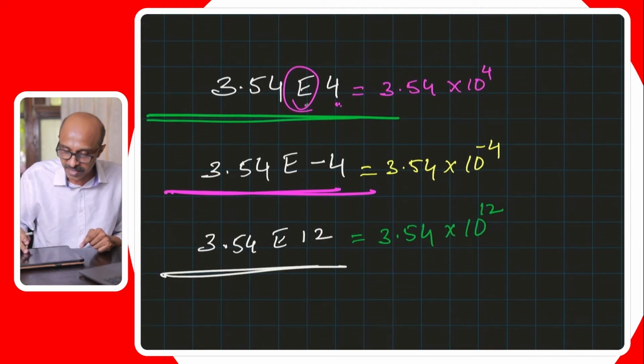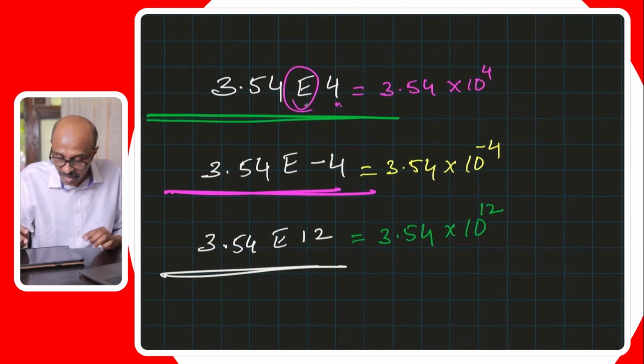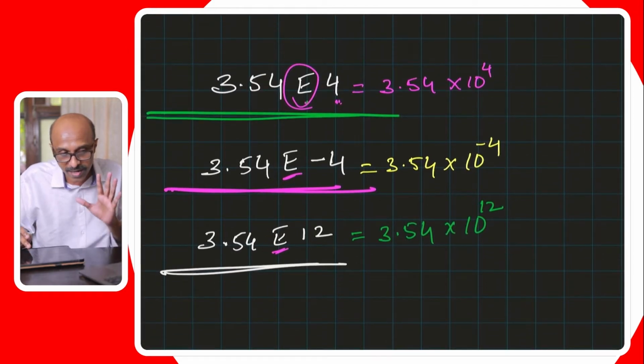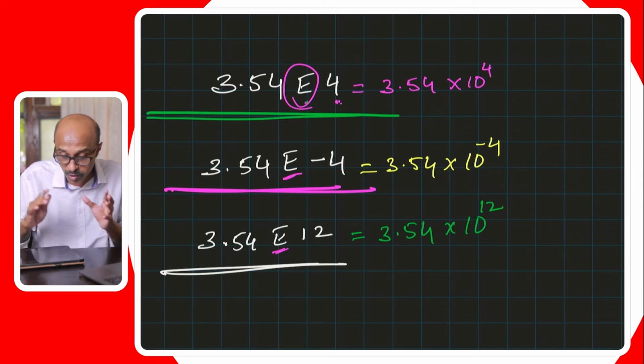This is just some basic housekeeping regarding the calculator display of numbers in scientific notation. So if you happen to see this, don't get perturbed, don't get thrown off. E literally means the exponent, to the power of 10. Okay, that's how you're supposed to interpret it.